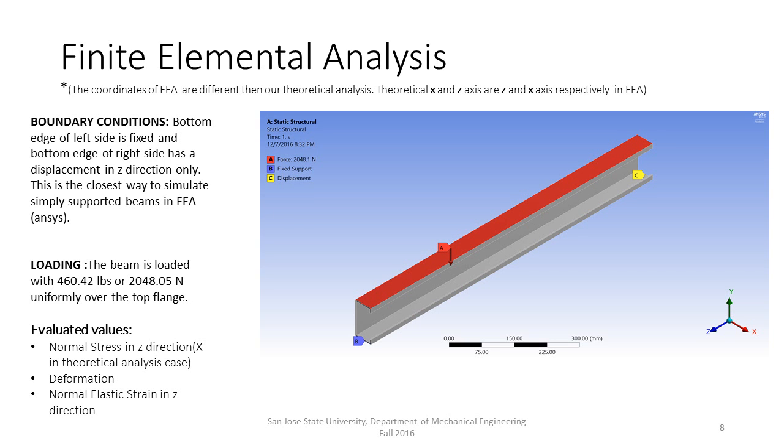The boundary conditions for the FEA is shown in the following image. The bottom edge of the left side is fixed, and the bottom edge of the right side has a displacement in the z direction. The beam is loaded with about 2,050 newtons, uniformly over the top flange. The evaluated values are the normal stress in the z direction, sigma x in the theoretical analysis case, deformation, and normal elastic strain in the z direction.